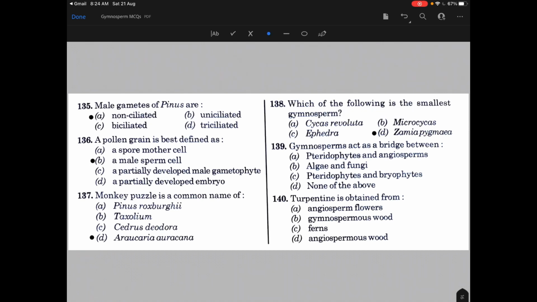Next, gymnosperms act as a bridge between dash. The answer is A, that is Pteridophyta and Angiosperms. Turpentine is obtained from dash and the answer is B, that is gymnosperm wood or gymnospermous wood.